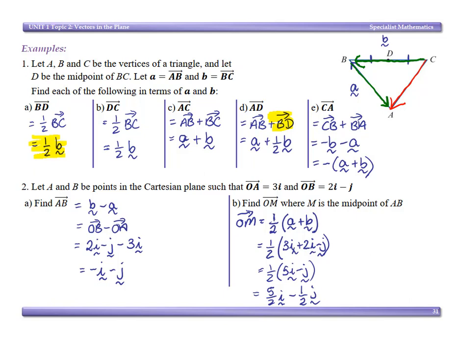Now alternatively, you could draw a picture. O, A, B. You know that M is the midpoint, so you could say I need to go OA plus a half of AB for OM. So OM would equal OA plus a half of AB, and then you could work it out that way.